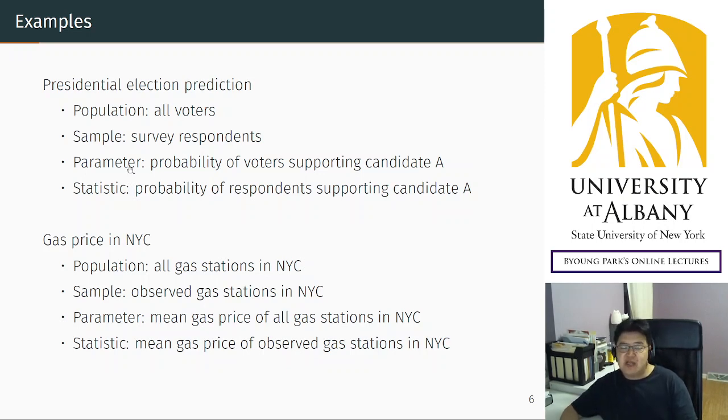So how can you estimate that? You have to use something calculated from the data, which is typically the probability of survey respondents supporting candidate A, right? So the major difference is the statistic is calculated from the survey results, but the parameter requires opening all votes. So the parameter is not available for a few days. So a lot of estimations need to be done up to that point.